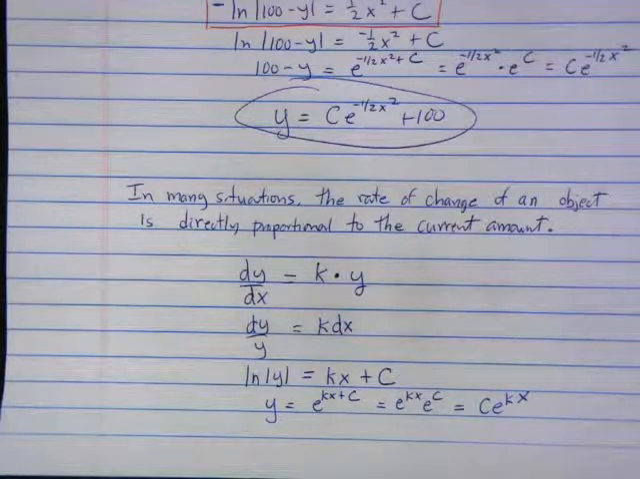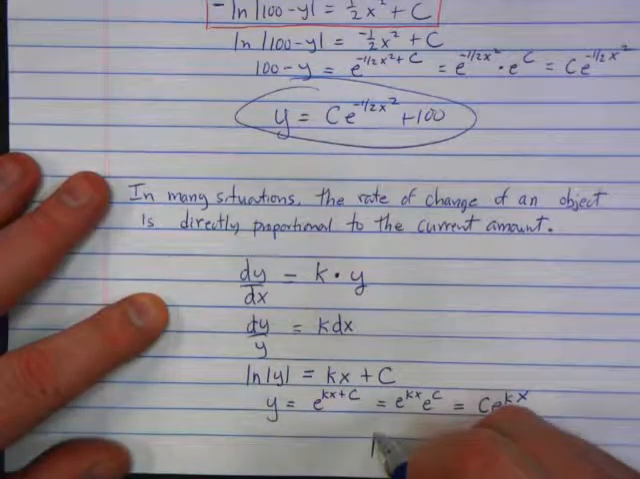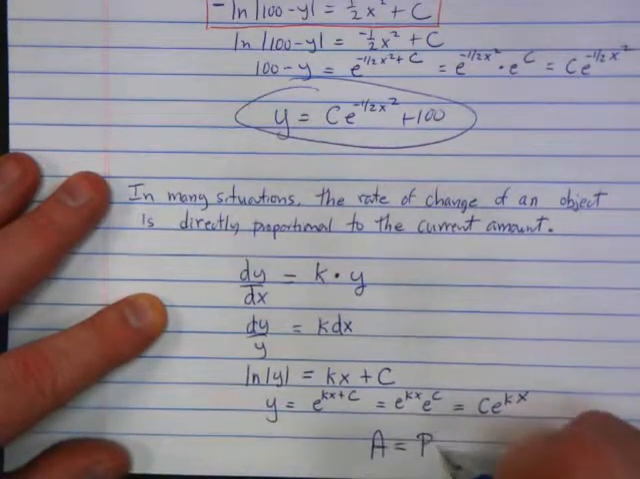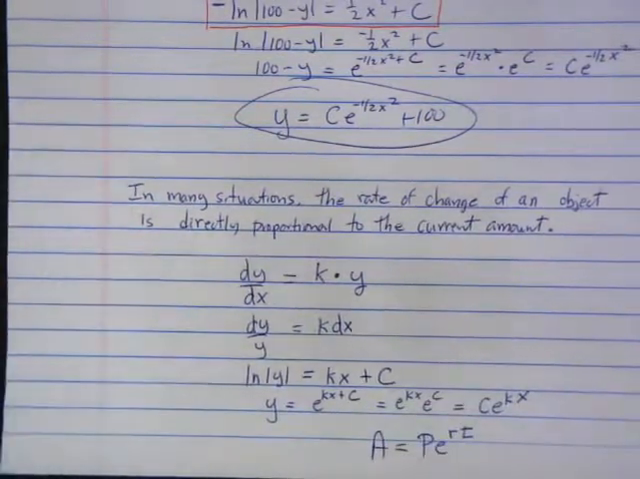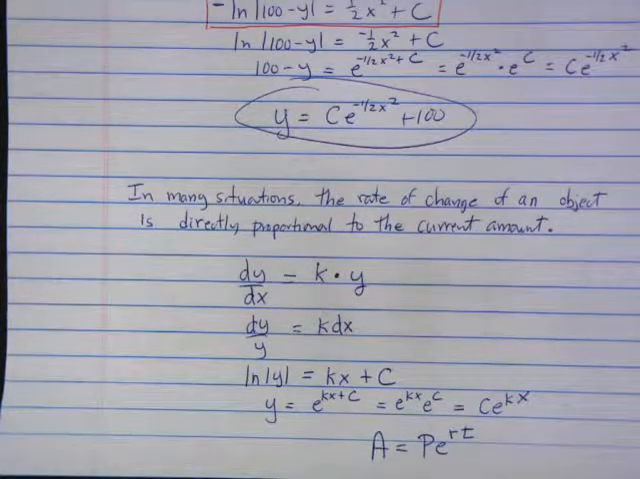Anybody ever seen that formula before? Quite often you've seen it written this way: A equals P e to the RT. The exact same formula, different letters. What's that formula used for? Growth of money. It's continuously compounded interest. That's right. What else do we use it for? It's used for bacterial growth.